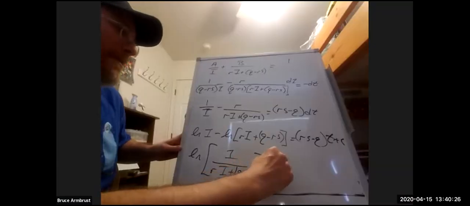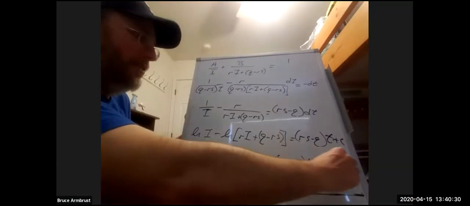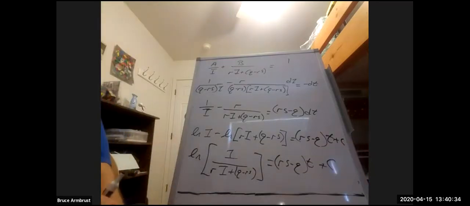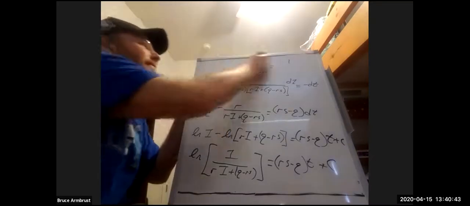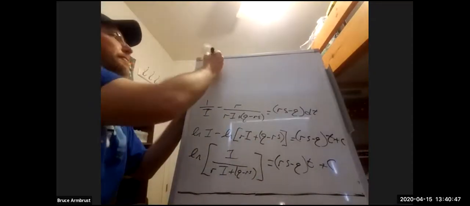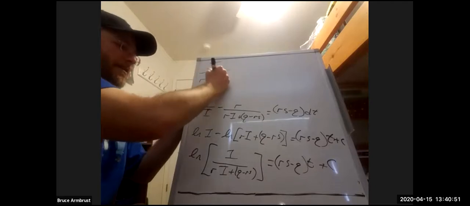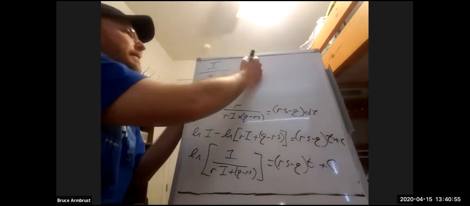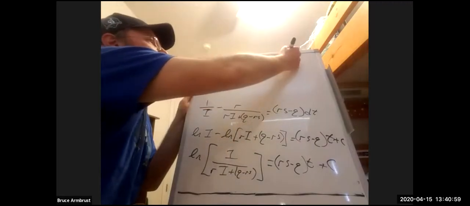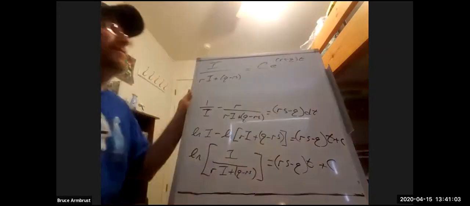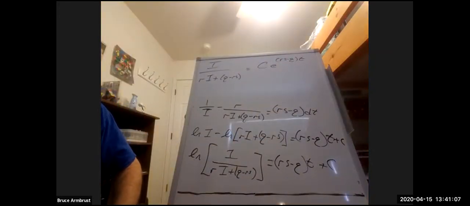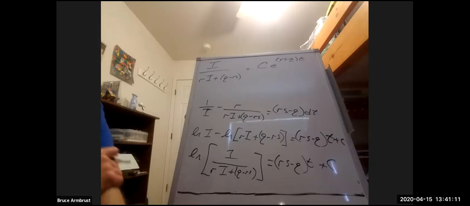All right. So that equals the Rs minus Q times T plus C. Whew. All right. So now let's do the whole E business. So if we convert this to exponential form, I over Ri plus Q minus Rs, that's going to equal C e to the Rs minus Q times T. And I'm just going to leave it like this for right now. We won't bother solving for I just yet.